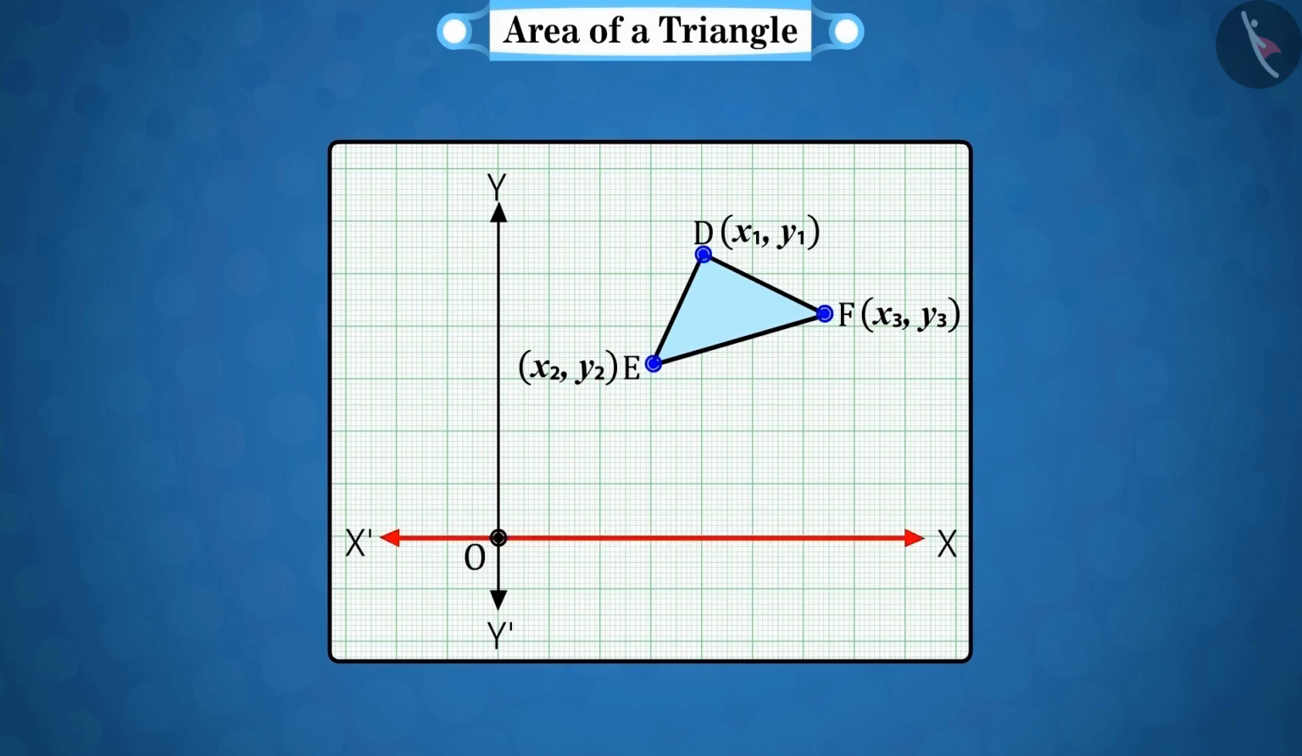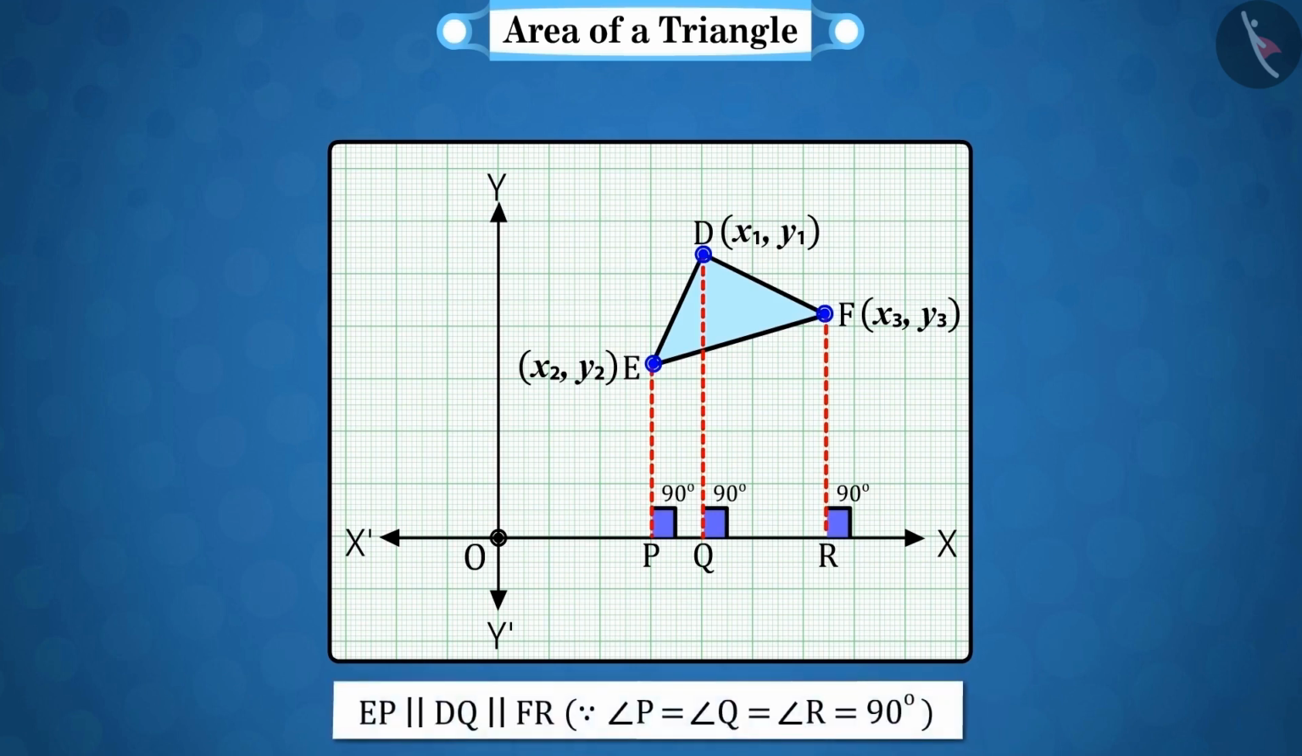From the points D, E, and F, if perpendiculars DQ, EP, and FR are drawn respectively to the x-axis, then it looks something like this. If we look at this figure carefully, then we find that the perpendicular EP is parallel to DQ and DQ is parallel to FR. That is, all the three perpendiculars are parallel to each other. And the angles EPR, DQR, and FRX are equal to 90 degrees each.